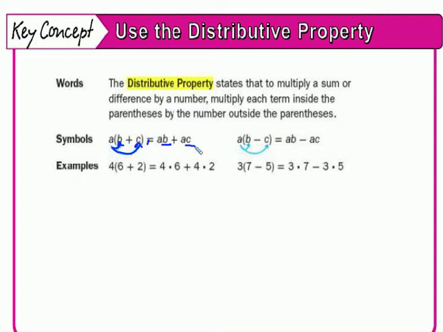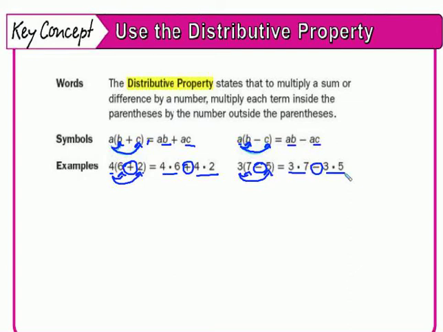The same is true if I'm multiplying by a difference, so I'm multiplying A by the difference of B and C. Again, I'm going to multiply A by B, and then I'm going to multiply A by C, and I'm going to subtract the two. Okay? This works for numbers as such. If I'm multiplying 4 times the quantity 6 plus 2, I'm going to multiply 4 by 6 and 4 by 2, giving me 4 times 6, I keep that sign, plus 4 times 2. Again, if I'm doing 3 times the quantity 7 minus 5, I'm going to multiply 3 times 7 and 3 times 5, keep that sign, so I get 3 times 7 minus 3 times 5.